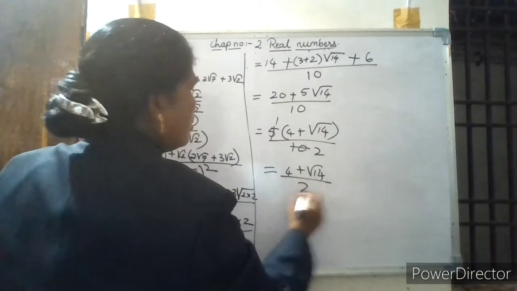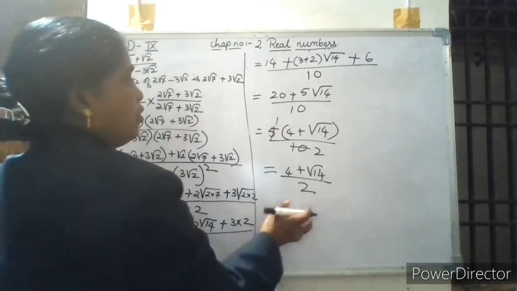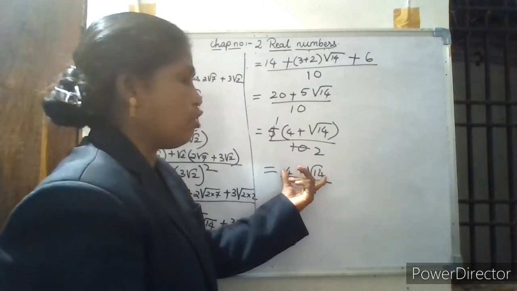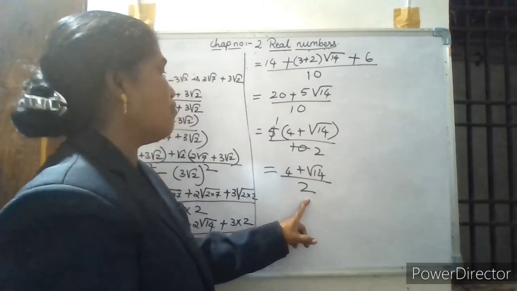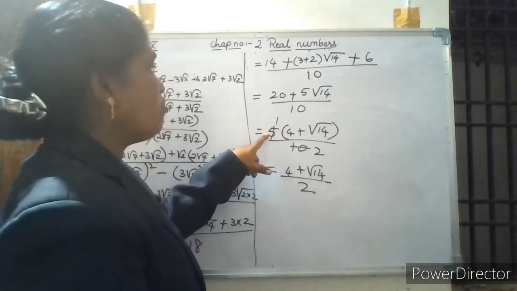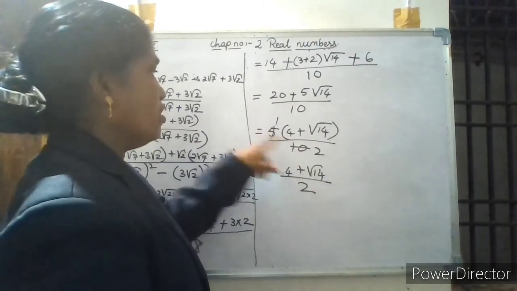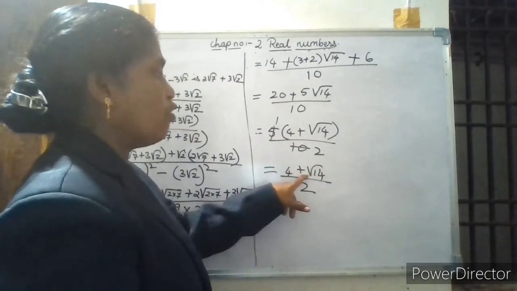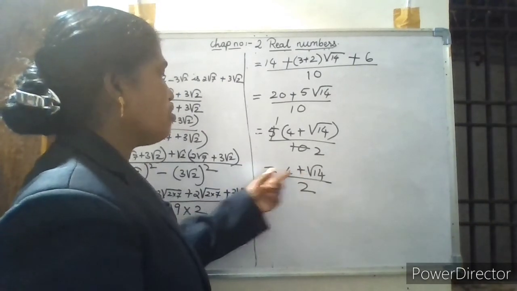These 2 and 4, don't make the mistake of cancelling, because this is in the binomial form and this is monomial form. I have brought it out as common and then cancelled. If it comes out common like this, then only we can cancel. But here the coefficient is 1, so nothing comes out common, therefore it will remain as it is.